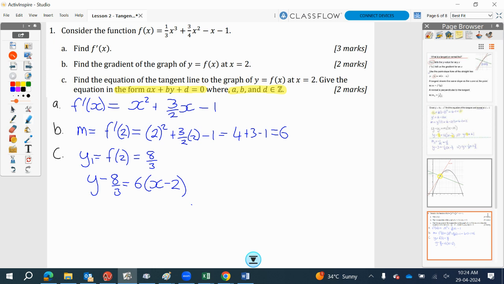Which of these numbers is not an integer? The fraction, 8/3. So what you want to do is if you have fractions in it, at this point, multiply through by the lowest common multiple of all of the denominators. I only have 1 denominator here, it's 3. So I'm going to multiply through by 3. That will give me 3y minus 8 equals 18 bracket x minus 2.